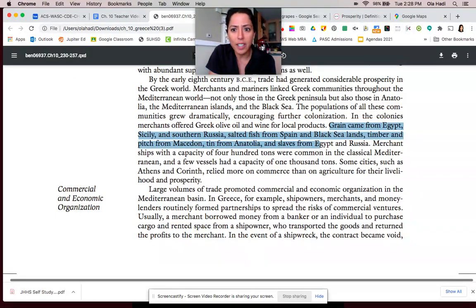Here you should study this in more detail. This is telling you specifically which items are being traded with which regions. And I'll let you take notes on that specifically, but make sure you take a look at what's coming from where. One thing that might surprise you is that slaves were coming from Egypt and Russia.